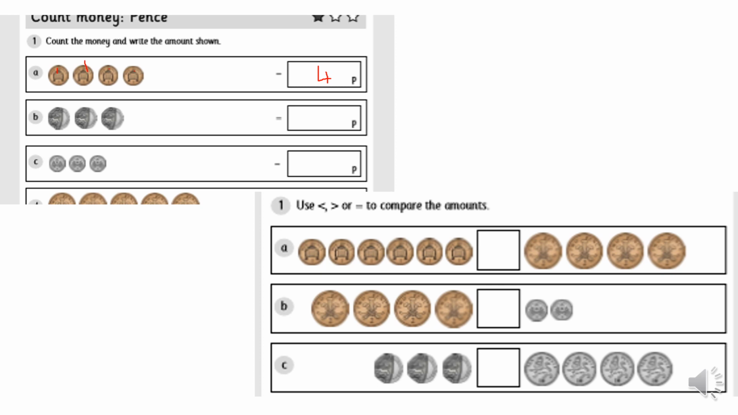Then your next task is to use the greater than, less than, or equal to, to compare the amounts. Just like I showed you earlier, count the value of the coins, count the amount shown. I'd write it above so that you remember, and then remember which way that sign is going to be pointing.